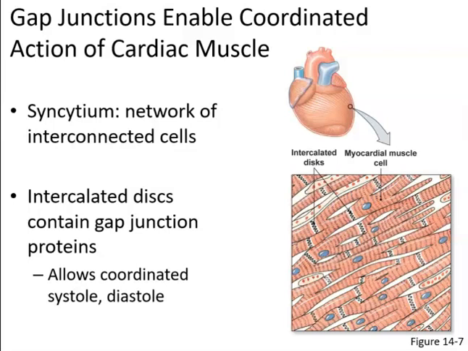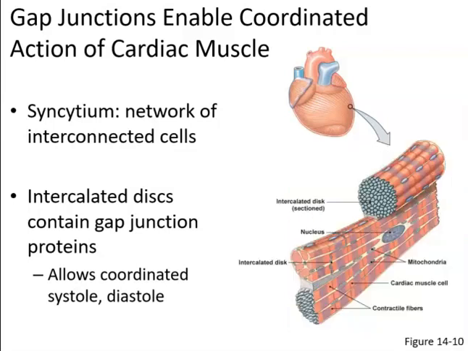There are structures in cardiac muscle cells called intercalated discs. These discs contain gap junction proteins, which allow for the coordination of movement and the transfer of electrical signals during systole, during contraction, or diastole, during relaxation. So here we can see a cross-section through an intercalated disc between cardiac muscle cells and cardiac muscle fibers.